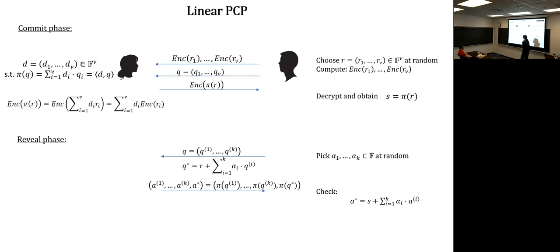Okay, then the entire protocol consists of these two phases, the commit phase and the reveal phase. In the reveal phase, the verifier sends another k queries to the prover and selects k random values, which are field elements, and computes that value q star. And again, by exploiting the homomorphic property of the underlying encryption scheme, the prover can compute the corresponding proofs on those queries and the corresponding proof on q star. And then the verifier basically checks that a star is equal to this sum.